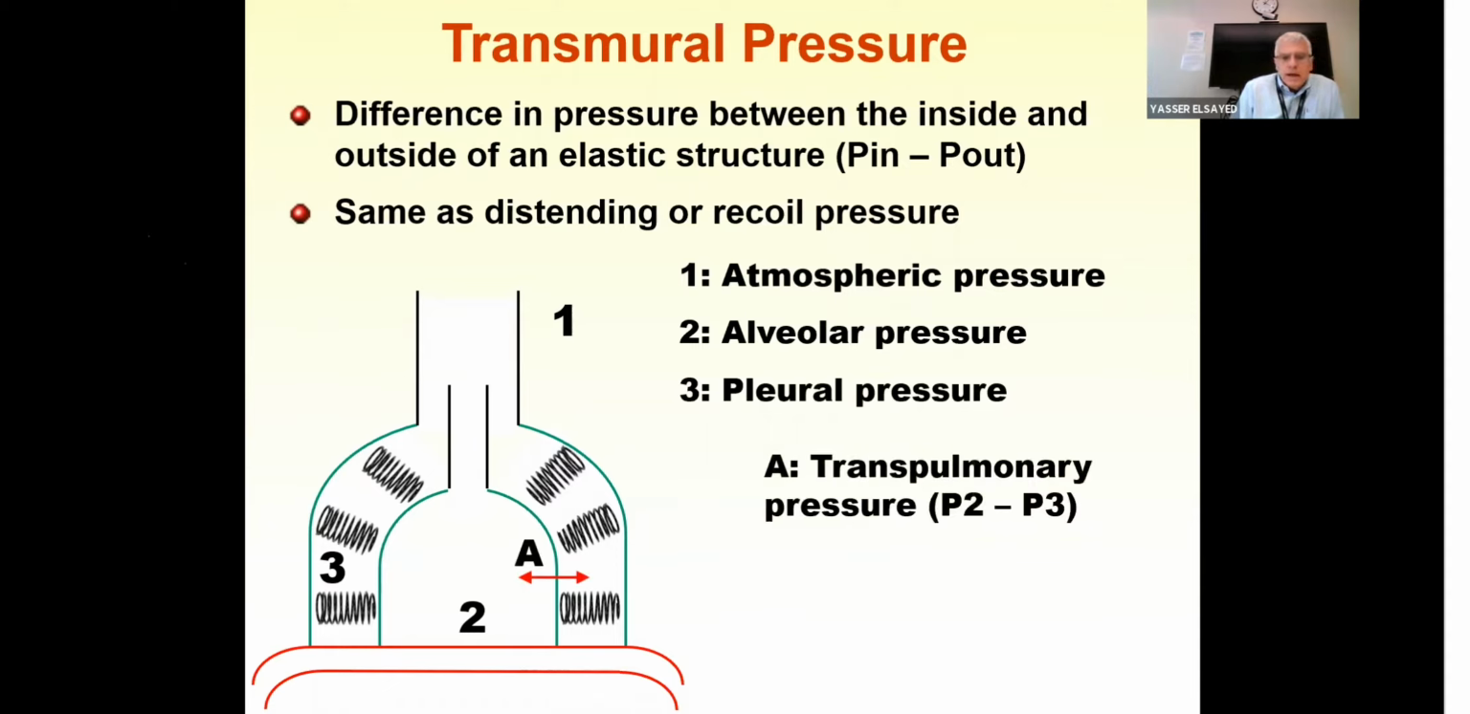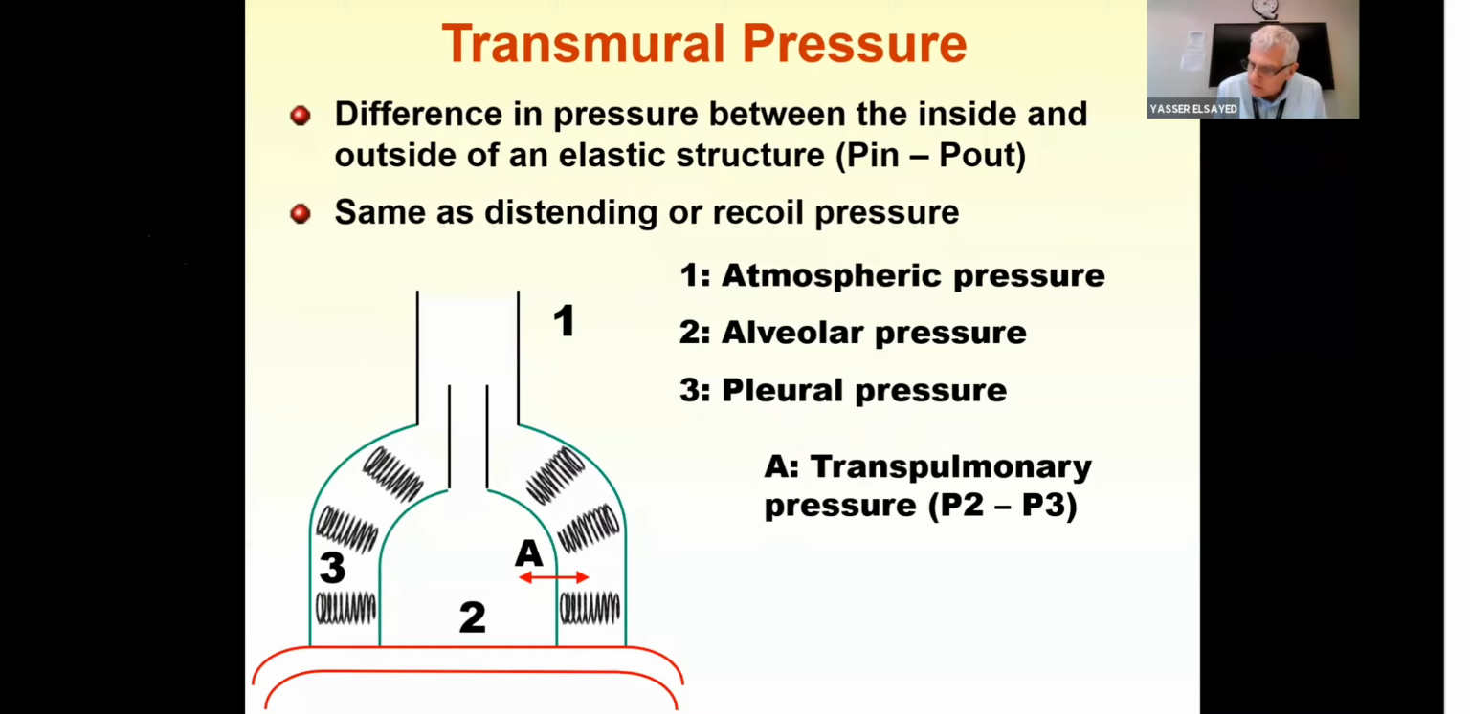So A is what we call the transpulmonary pressure, which is the difference between the alveolar pressure 2 minus the pleural pressure 3. That's the pressure that actually makes the lungs expand or collapse according to the level of that difference. Okay, so the transpulmonary pressure is the difference between the alveolar pressure and the intrapleural pressure in the pleural cavity.